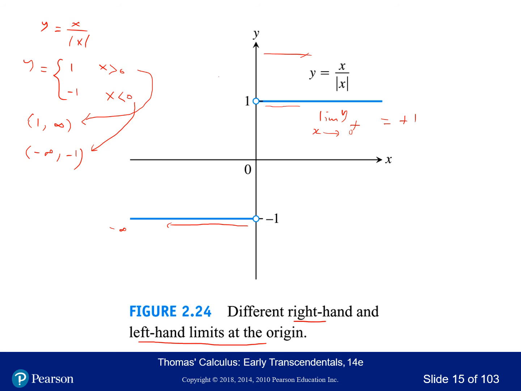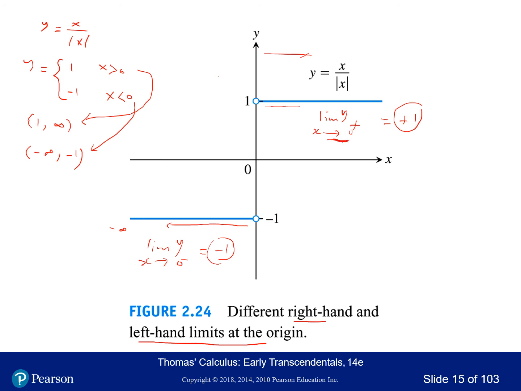If we look on this side, then we have to take the limit of y as x approaches 0 from the left. So 0 negative means 0 from the left. And this limit will be equal to negative 1. So we can see that the limits are different as we approach x equal to 0.